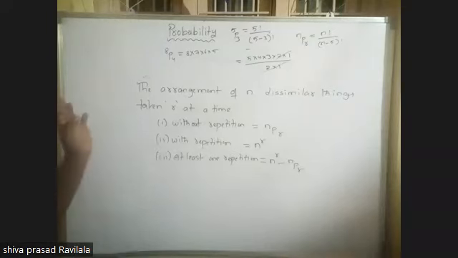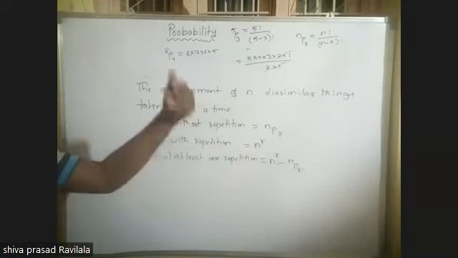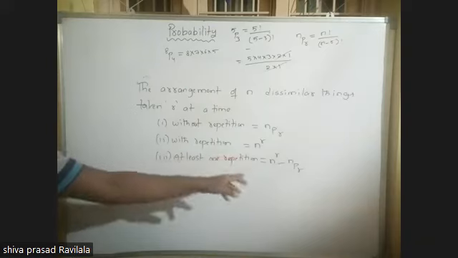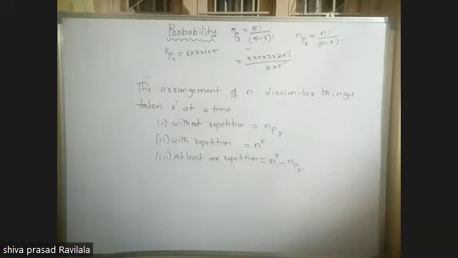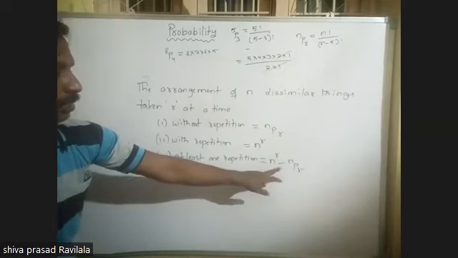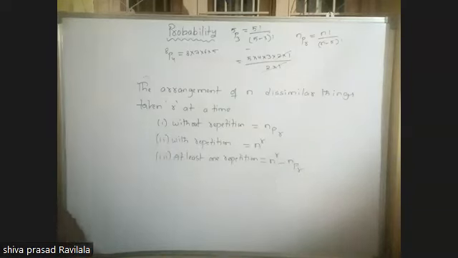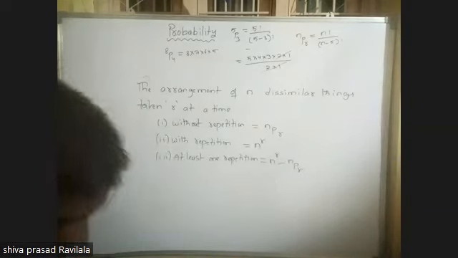The n power r is the general formula, the number of functions. And at least one repetition is n power r minus nPr, that is total permutations minus the without repetition ones. Okay?